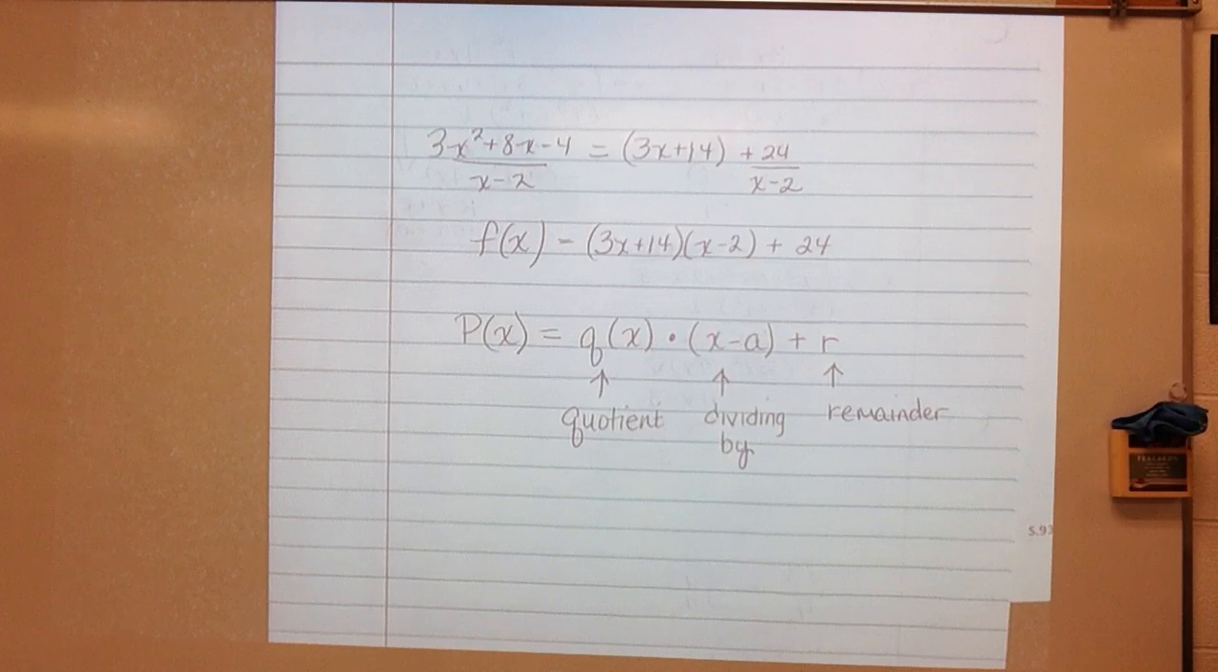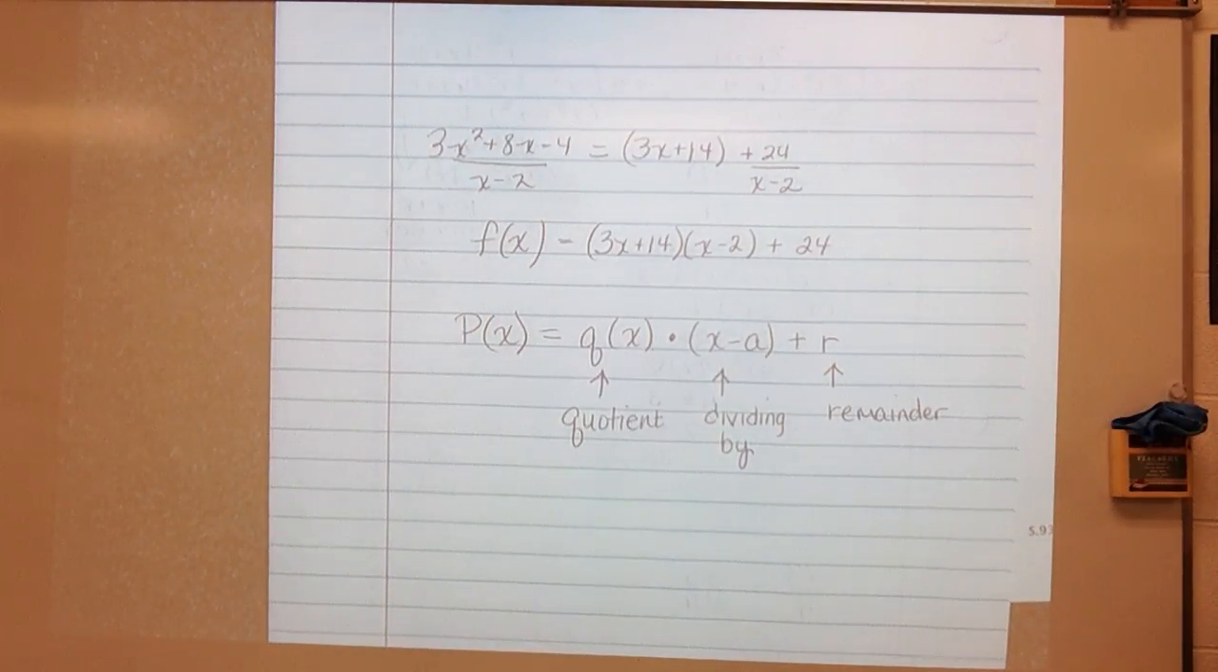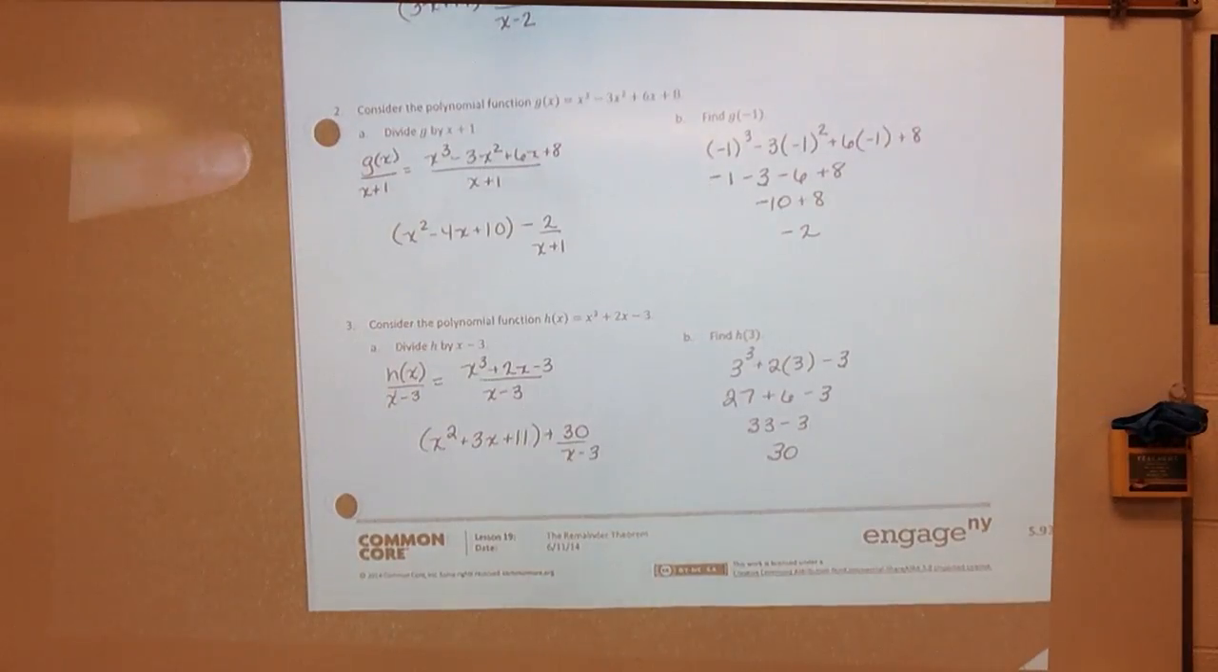Then there exists a unique polynomial function q, such that the equation p of x is equal to q of x times x minus a plus p of a. Alright? So this is our remainder theorem. And that is true for all of x. That is, when a polynomial is divided by x minus a, the remainder is the value of the polynomial evaluated at a. Okay?